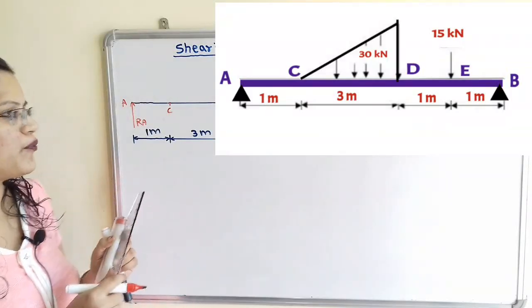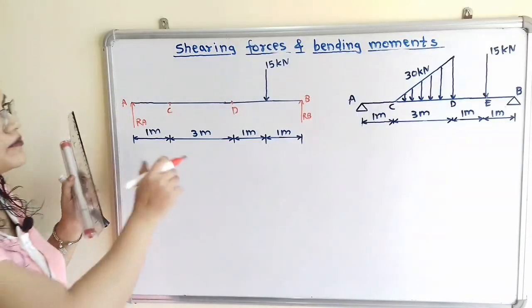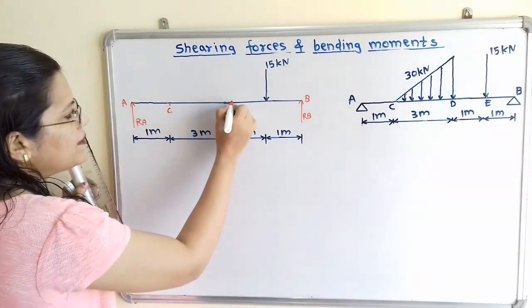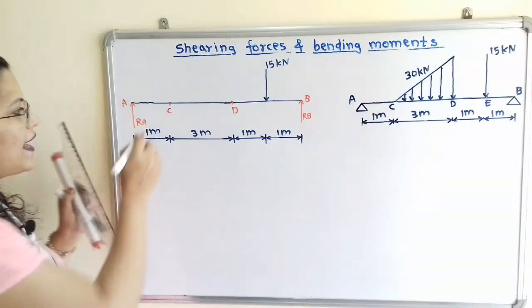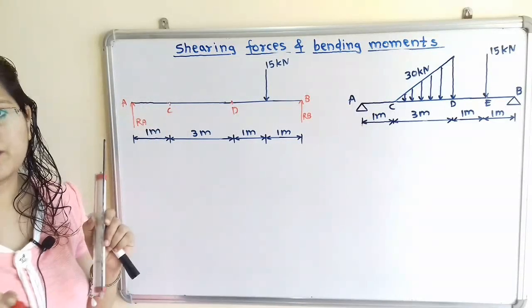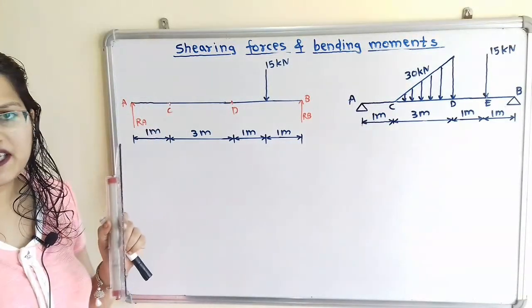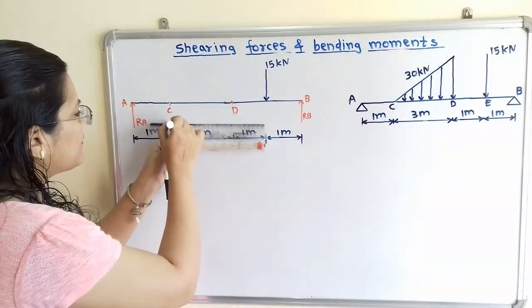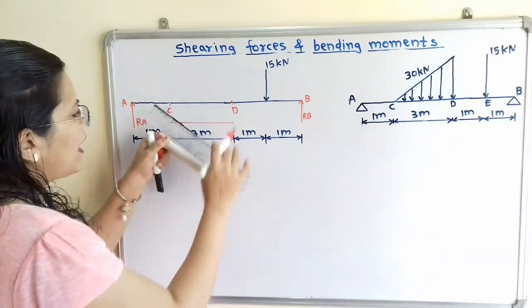Now we have to find out the point of application of load, or it is also known as center of gravity point. So first we will observe here is the maximum load. So at point D maximum load is given and at point C load is 0.